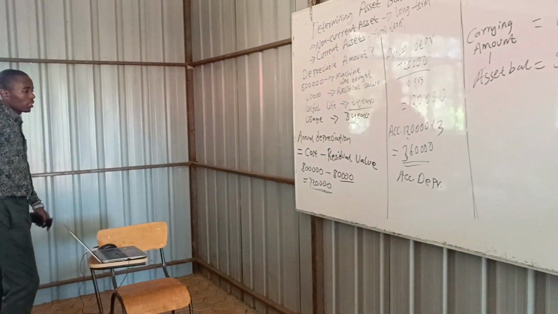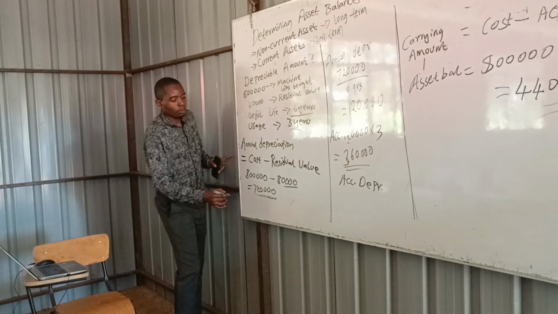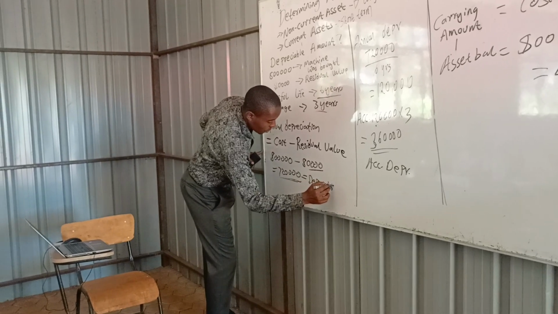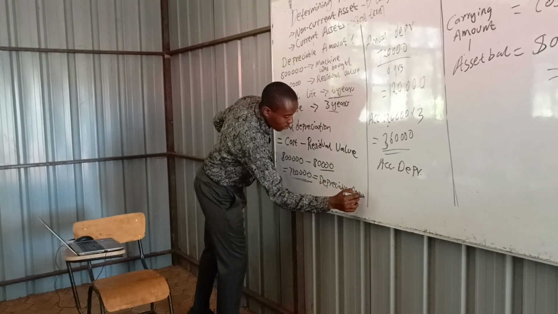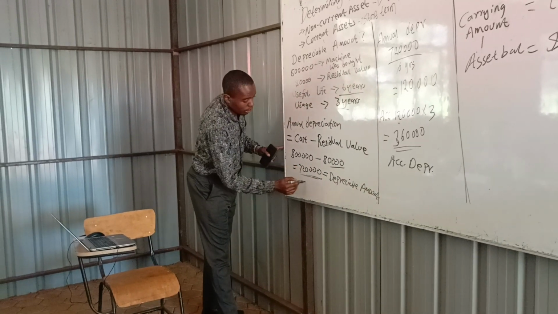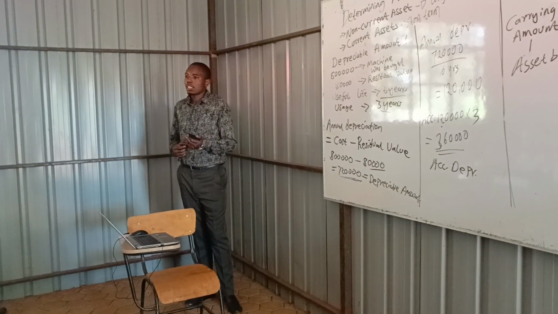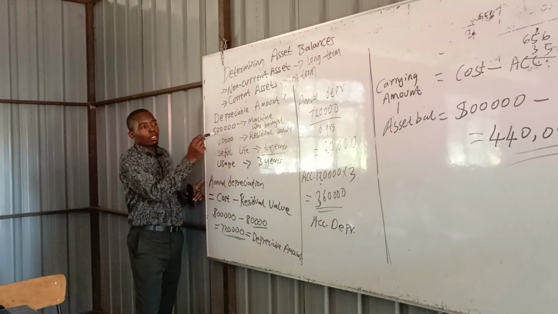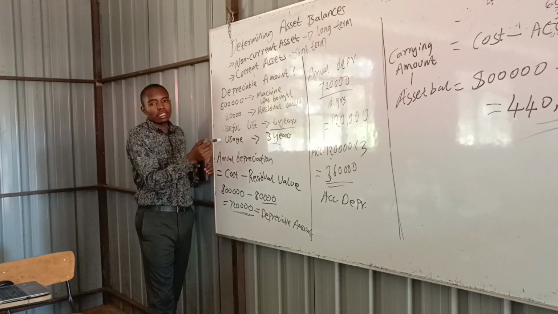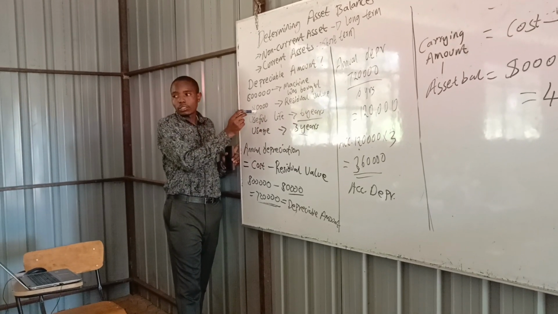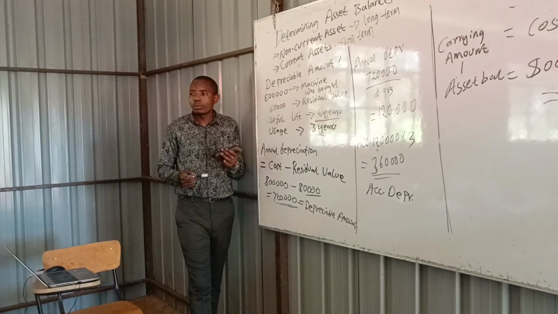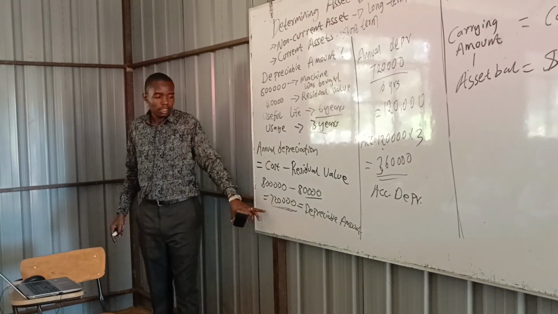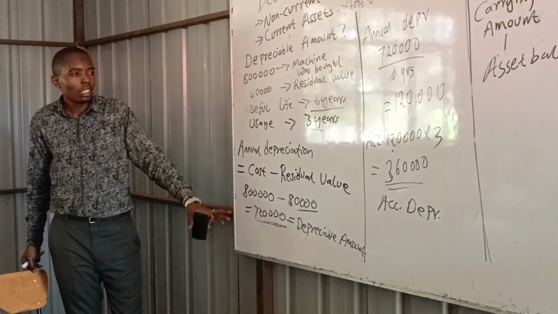The depreciable amount. This is where we got the depreciable amount. It is depreciated by 720,000 because the residual value was 80,000. When you are buying this machine, it was worth 800,000. But now it is worth 80,000. So by how much has it depreciated? It will be 800,000 minus 80,000. So we get the depreciable amount.